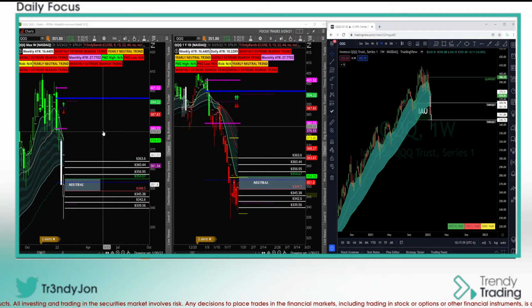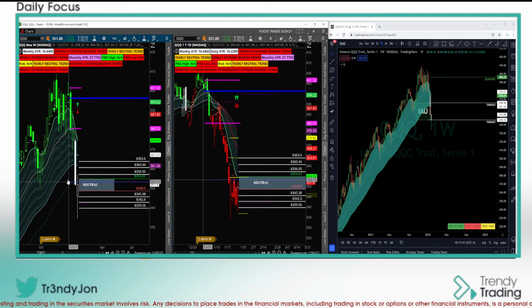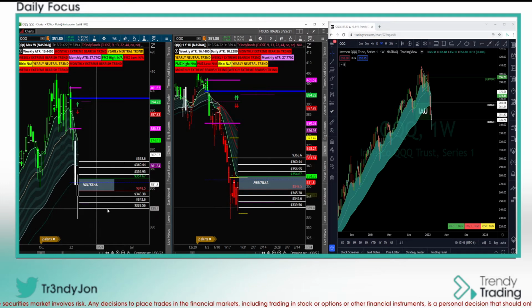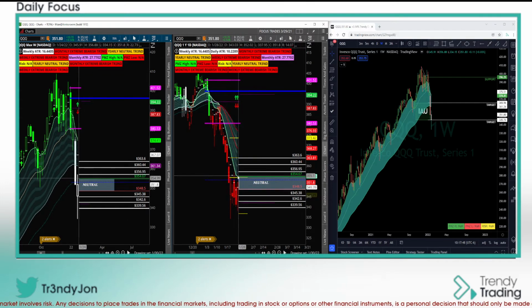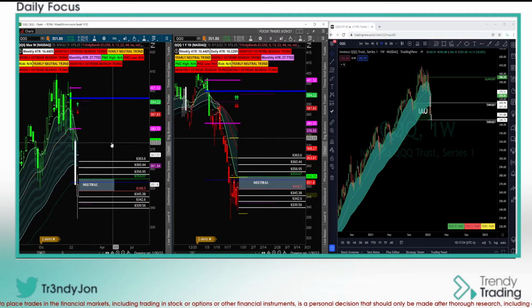All right, so starting with the left-hand side, it looks the same for the most part. However, we are underneath the cloud on the weekly, and over here on the daily, we're getting very close to testing that cloud from underneath. So again, resistance, and over here on the right-hand side, we'll get to that here in a second.